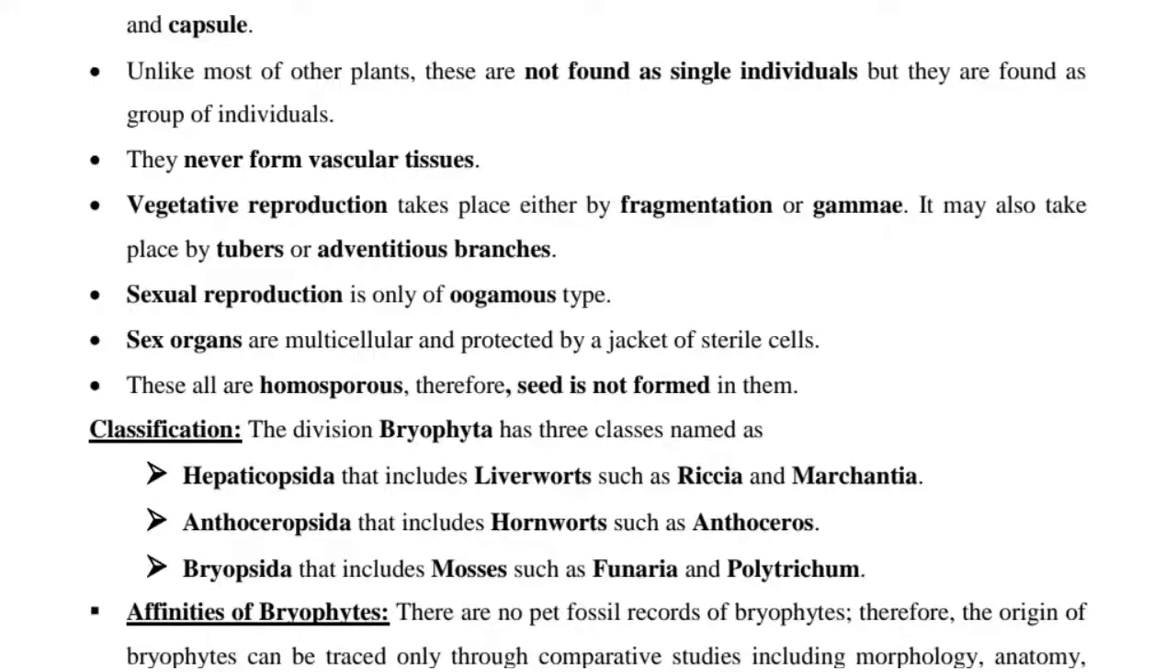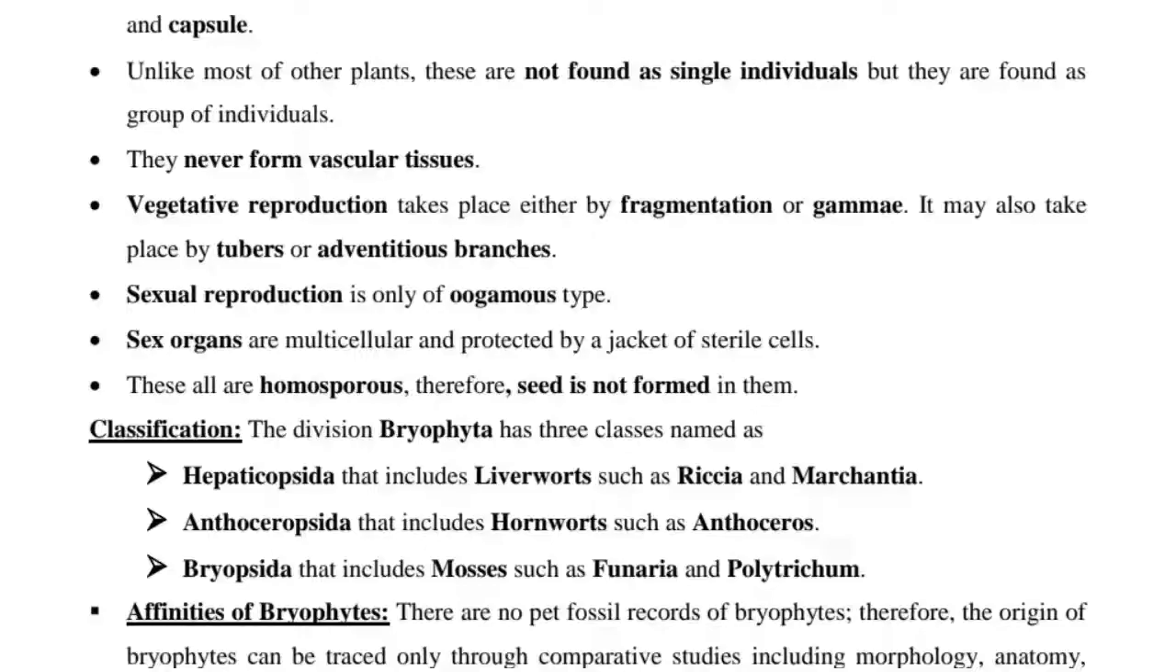Unlike most other plants, these are not found as single individuals but as groups of individuals. They never form vascular tissues. Vegetative reproduction takes place either by fragmentation or gemmae. It may also take place by tubers or adventitious branches. Sexual reproduction is only of the oogamous type. Sex organs are multicellular and protected by a jacket of sterile cells. These are all homosporous, therefore seed is not formed in them.